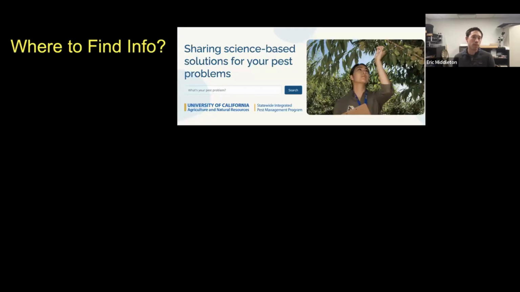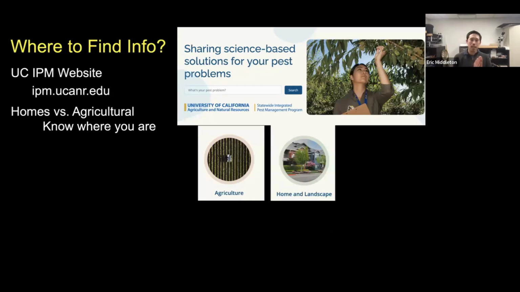So the very last thing is, where do you find more information? The best place I'd recommend is going to the UC IPM website. The website is listed there, but if you also look up UC IPM, you'll find it right away. There's two different sections. There's sort of homes and landscape versus agriculture. So know where you are.